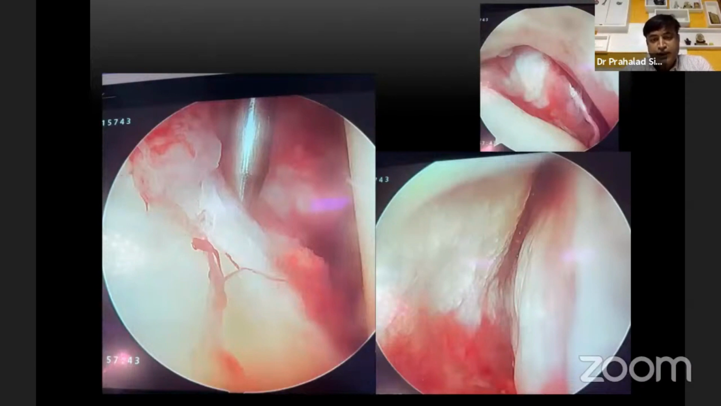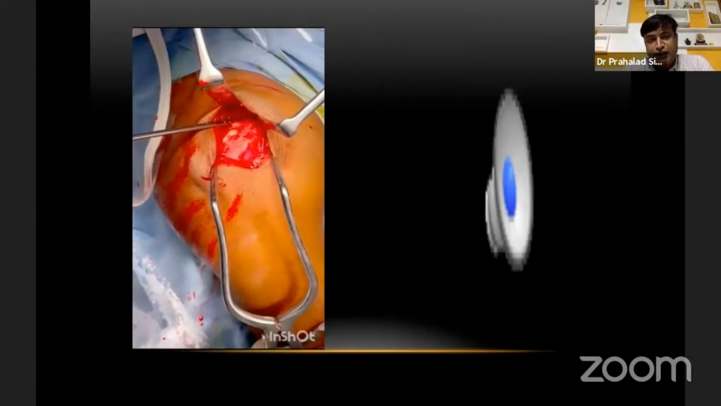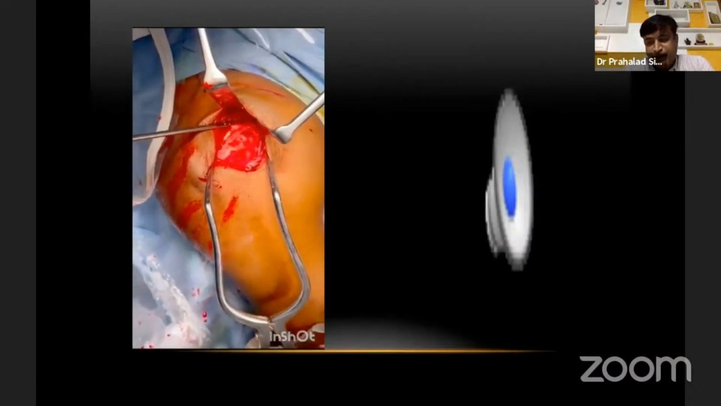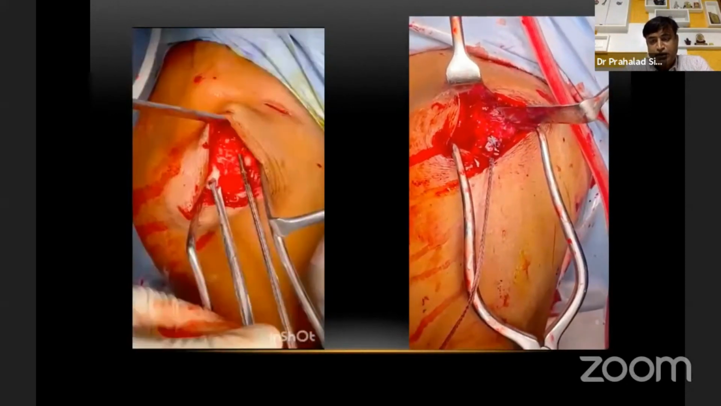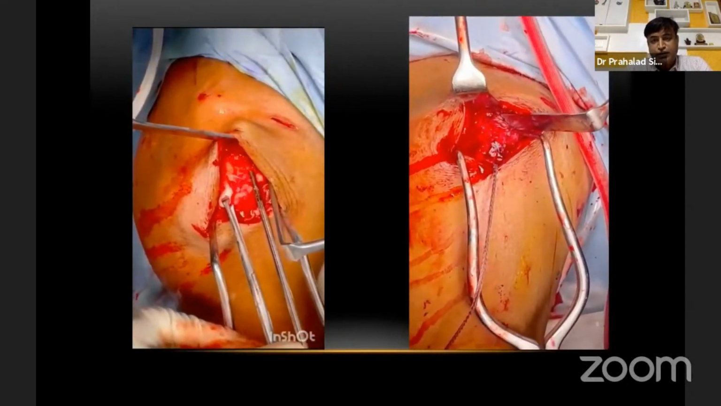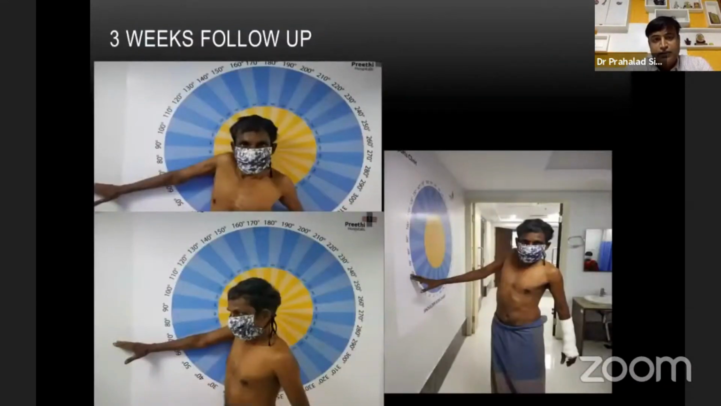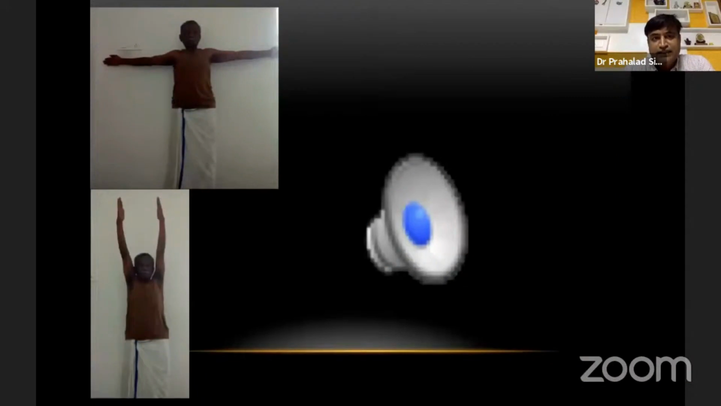We found that the labrum was intact here, and there was a huge cuff tear, both subscapularis and supraspinatus. So we did a mini open double row cuff repair for this gentleman, and at the 3 weeks follow-up, he was able to lift his arm, which he was not able to do in the pre-op state.